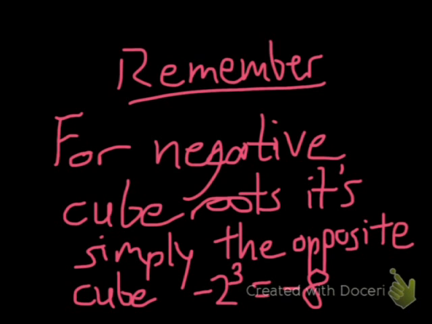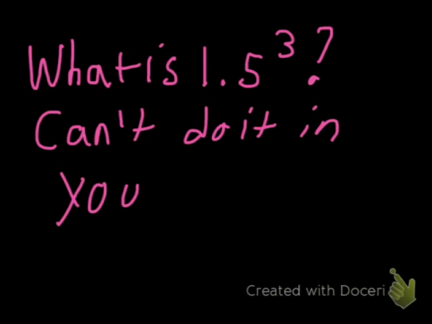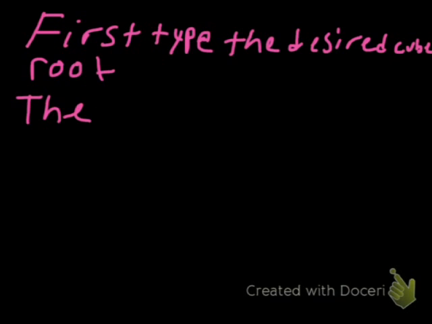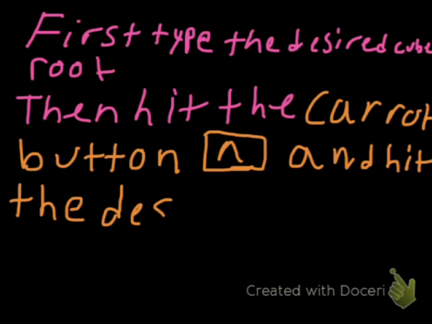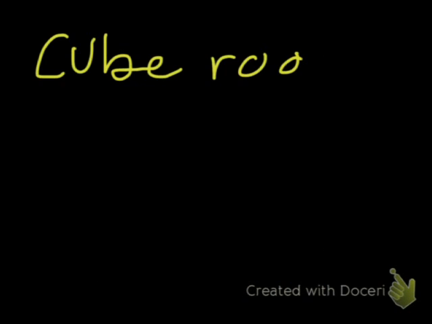Well, what is 1.5 cubed? I'm pretty sure you can't do it in your head, right? Well, you have to use a calculator. Wow. First, type the number being cubed. So in this case, since we're finding the cube of 1.5, you hit 1.5. Then hit the caret button, which just so happens to look like a carrot, or upside down V, and then hit the desired exponent. So since we're finding the cube, you hit exponent 3. Not hard at all.